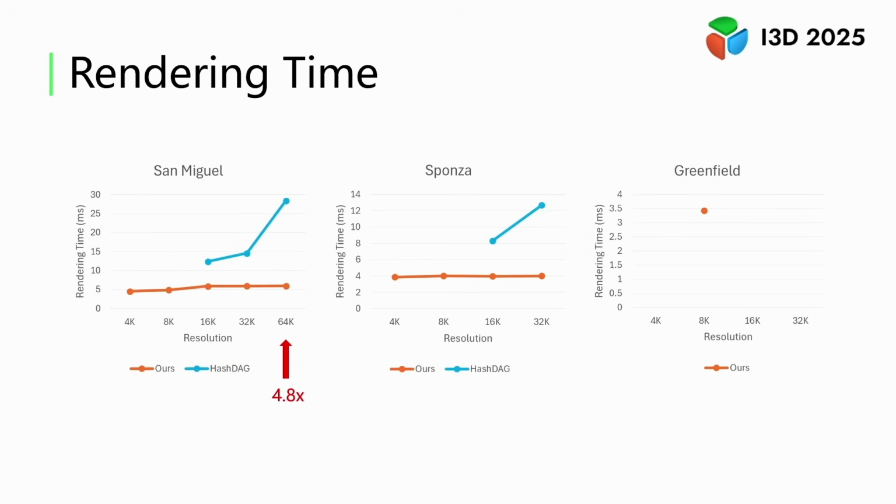We then compare the rendering time of our method and other methods for a single frame. The rendering speed of our method is faster than that of HashDAG, achieving a maximum speed of up to 4.8 times in the test scenes, and our method's rendering speed is less sensitive to scene resolution.